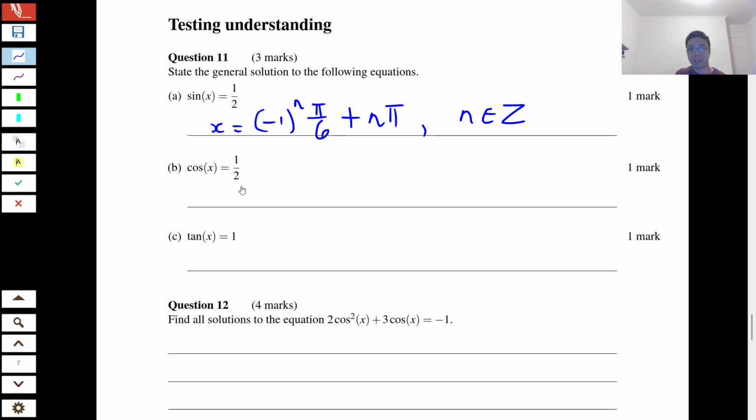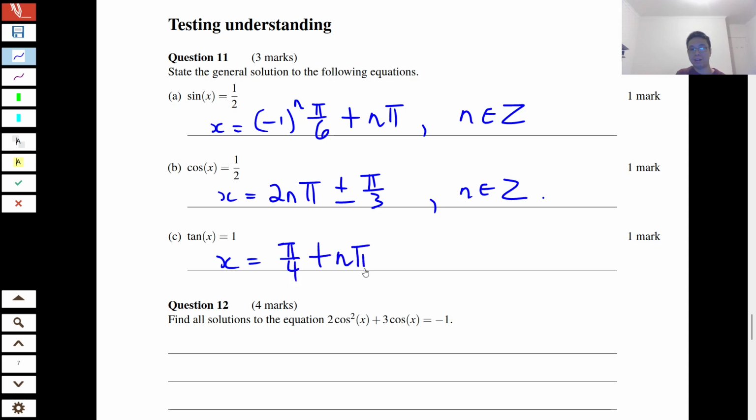All right, for cosine, here what we want to do is say 2n pi plus or minus the inverse cosine of a half, which is pi on 3. For tan, it's the inverse tan of the ratio, which is pi on 4. And since tan has period pi rather than 2 pi, we can just say it's n pi. Again, where n is an integer.